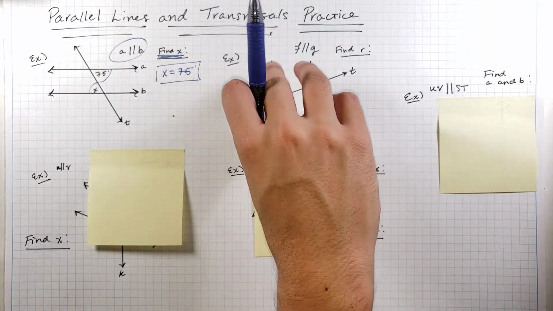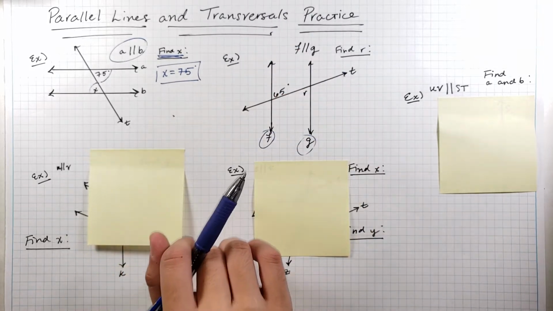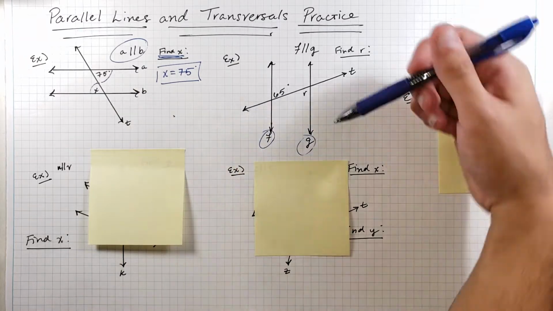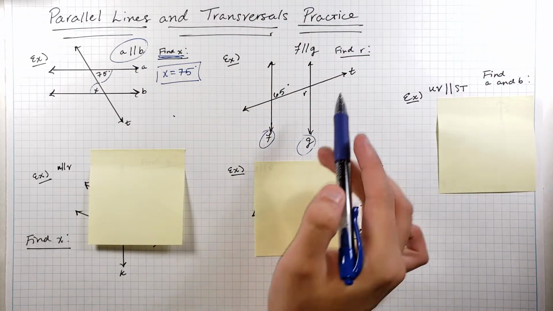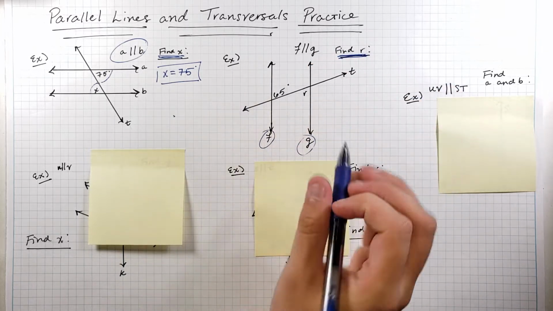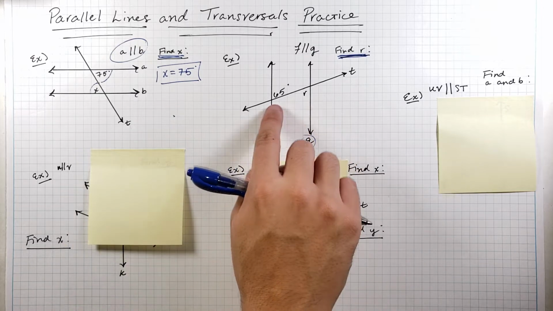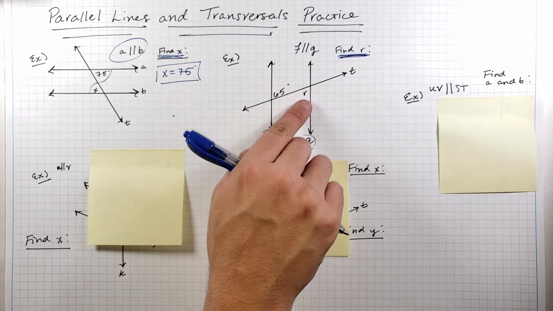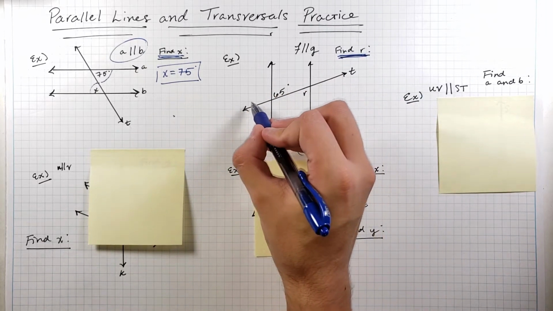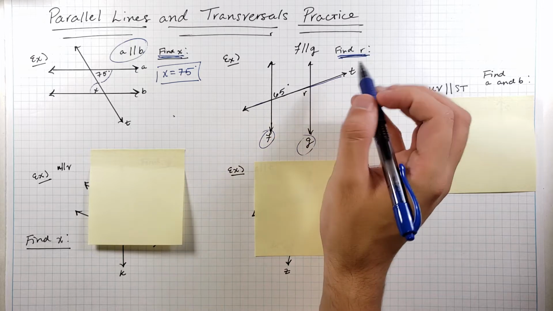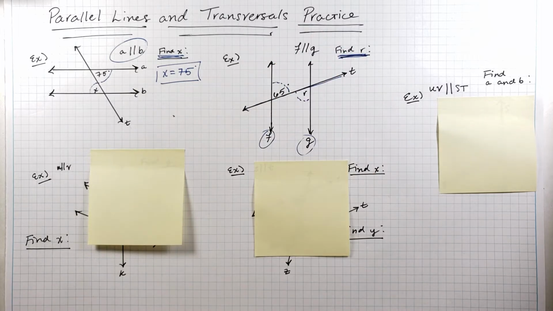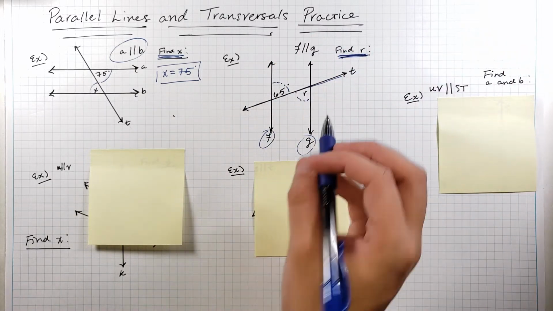So if you kind of turn your head, all right, the more problems you do, the better you'll get at it. But if you turn your head and look at it going this way, you can see that they want you to find R, right? And as you can see, we have interior angles, and they're also alternate. All right, they're alternating from side to side of the transversal. So here's the transversal. So as you can see, we're going to have alternate interior angles. You might have to turn your head. But once you do that, it's very simple.